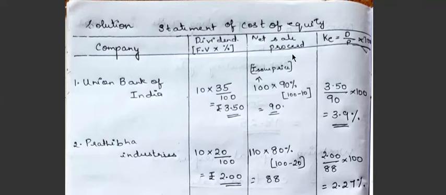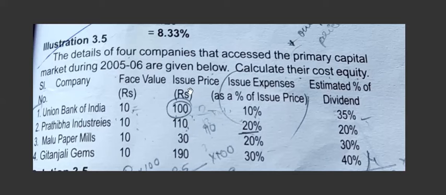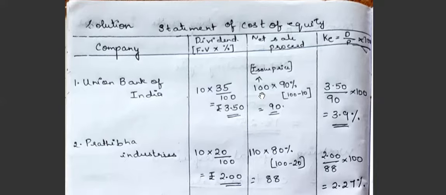Net sale proceeds will be calculated as total proceeds minus issue expenses. Here, 100 rupees is the issue price, which you will find in the problem. Issue expenses you have to deduct, that is 10%. So in the solution, 100 into 90%. Why have I taken 90%? Because we deduct 10% issue expenses. This is always 100, 100 minus 10% issue expenses, so 100 minus 10, you will get 90.